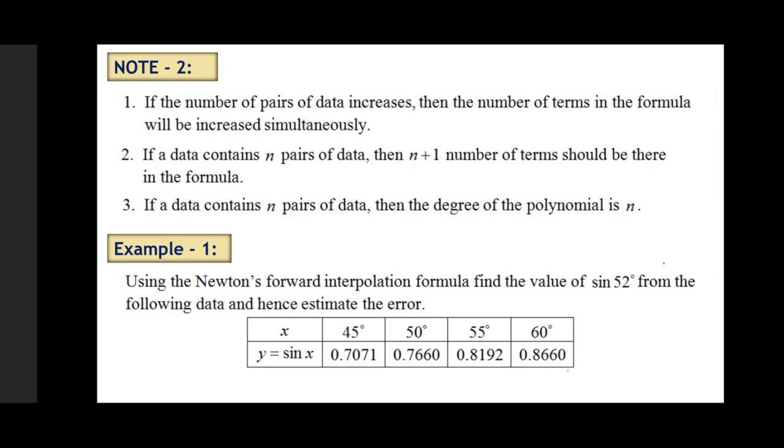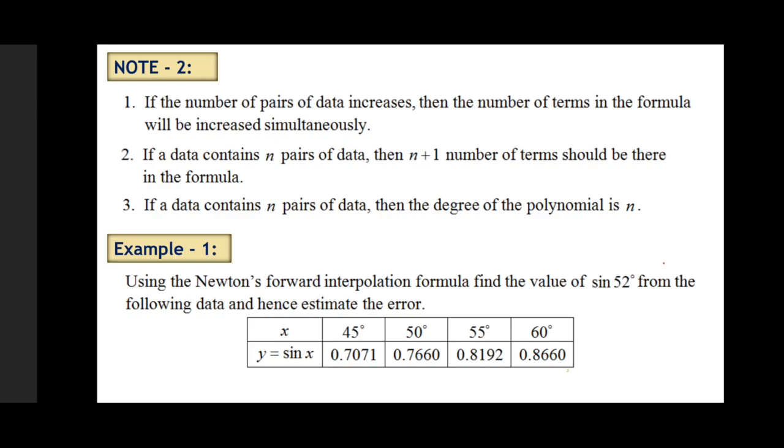Next we see point number 1. If the number of data pairs increases, the number of terms in the interpolation formula also increases. For example, if we have only 3 data points, the formula contains 3 terms. If we have 4 data points, one more term is added to the formula. As the amount of data increases, the interpolation polynomial becomes larger.